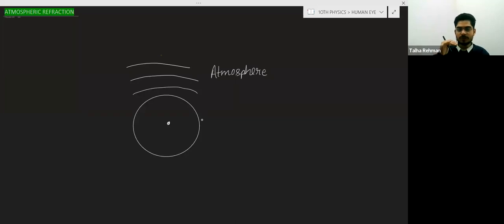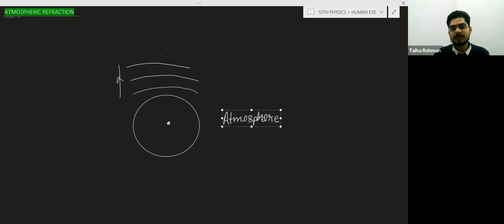When you move up from the Earth surface in this direction, there are the layers of air, and as you are moving up, the temperature of the air layers will increase. The layers of the air which are far from the surface of the earth have high temperature, and due to that they have low refractive index. And this layer will have high refractive index.